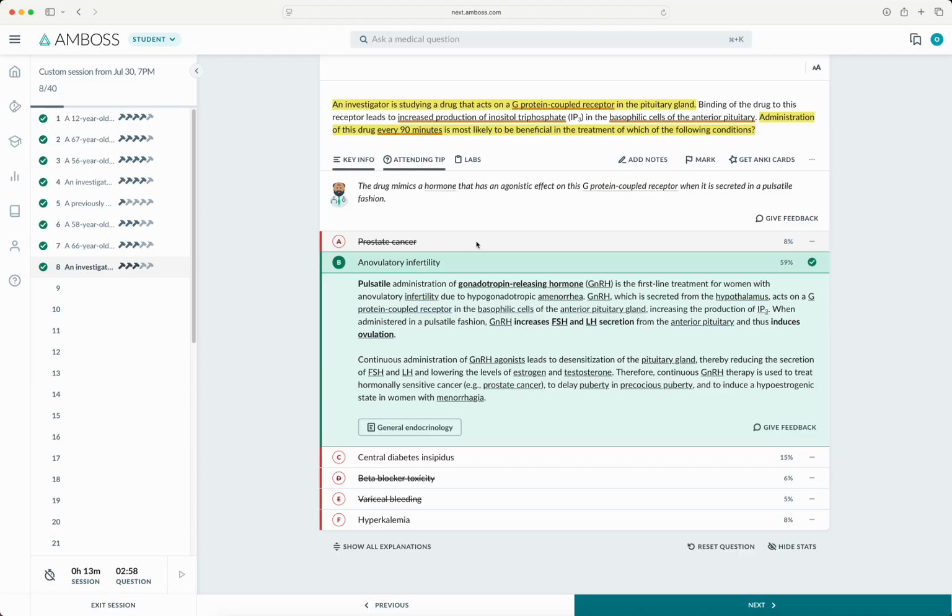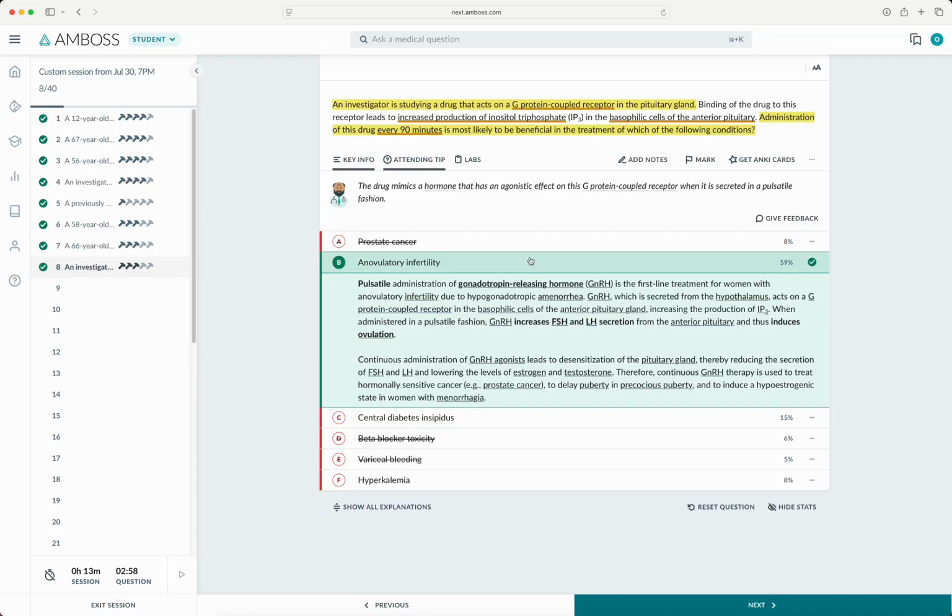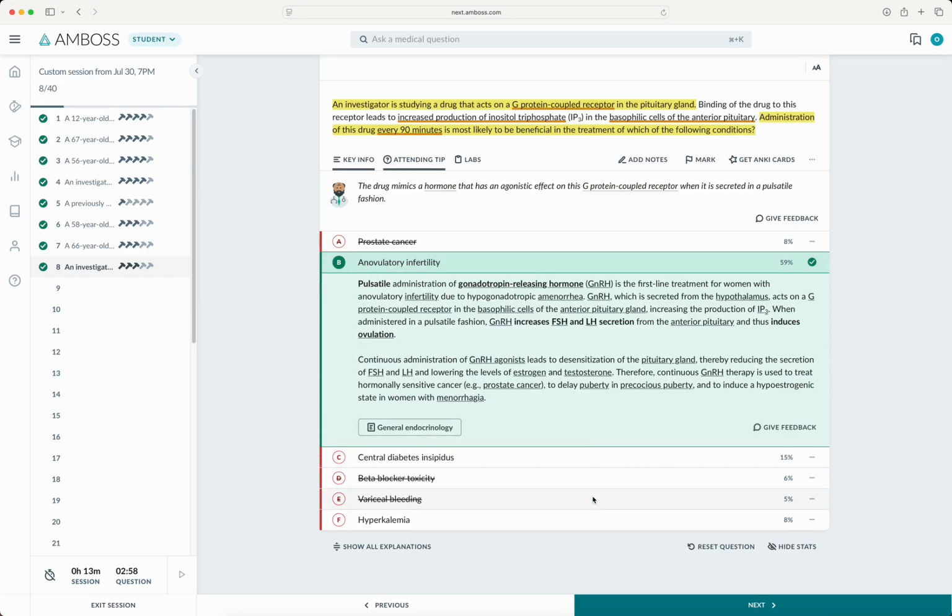All you have to remember is this. Pulsatile administration of GnRH treats infertility by increasing FSH and LH. Boom! That's all you need to remember. Literally, it's all you need to remember. Go to the next one.